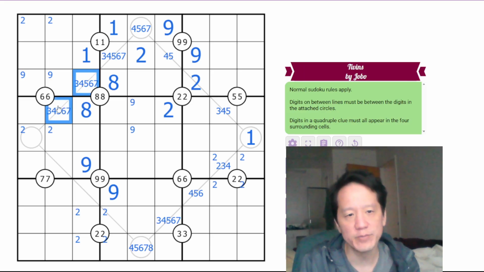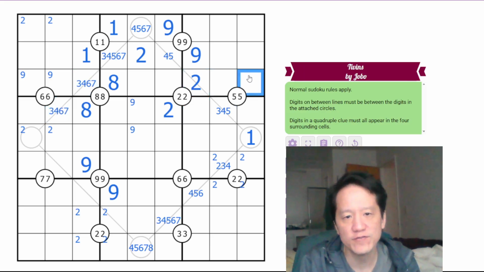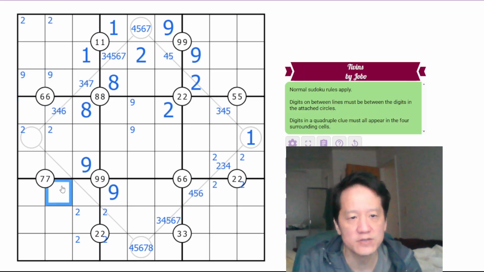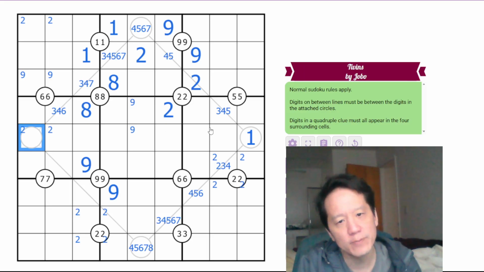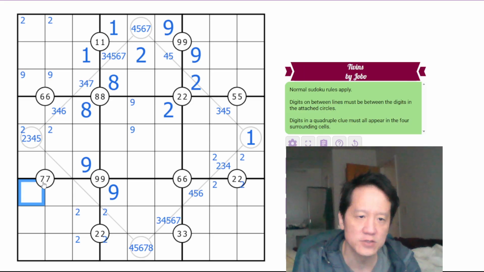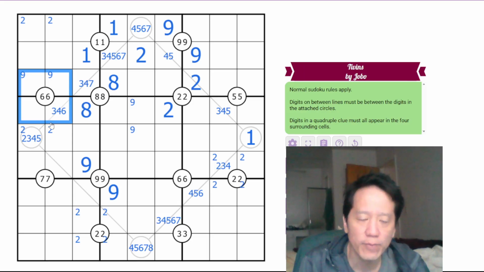These two cannot be 5 because of the twin 5s in the rows. This can't be 6 because of the twin 6s in the rows. This can't be 7 because of the twin 7s in the rows. Actually, what can this digit be? Can't be 1, can't be 8 or 9. Could be technically 2 through 7. But 7 and 6 are not allowed because of the twin 7s and the twin 6s in the column.